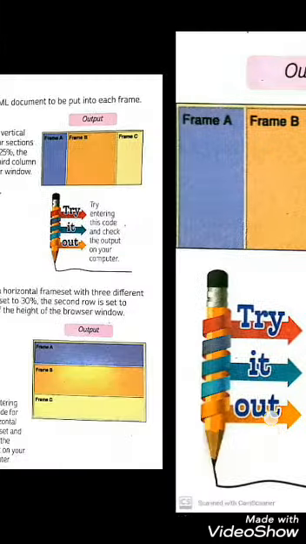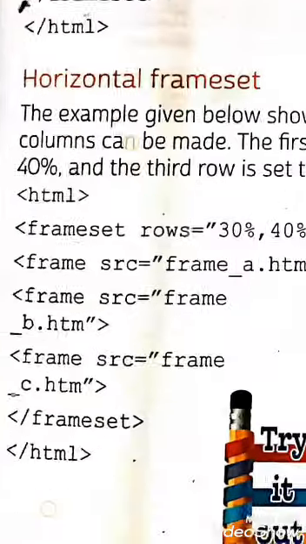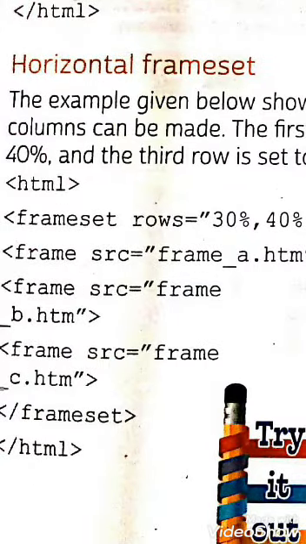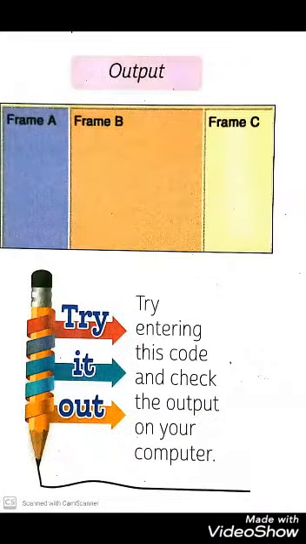See, this is the coding, the same coding only you have to give. First is a dot, then b dot, then c dot. Why? Because we have here 3 rows. Then you close the frameset, then you close the HTML. This is how a horizontal frameset with different rows can be made.